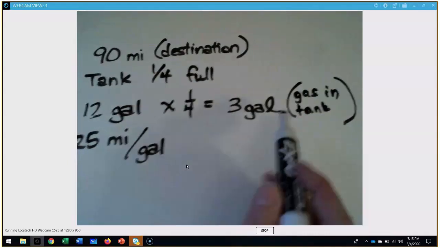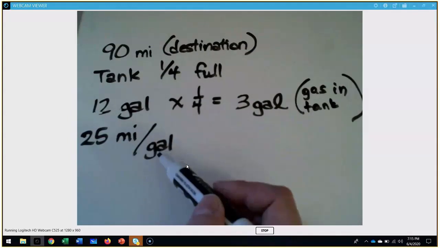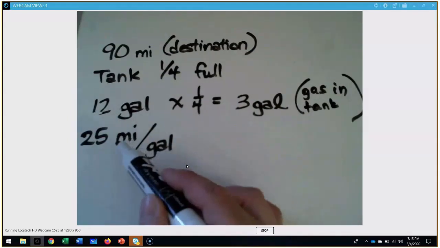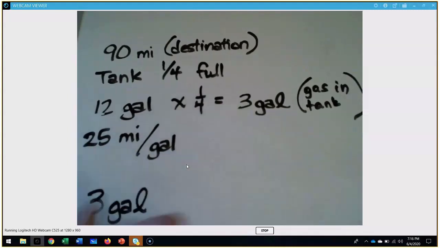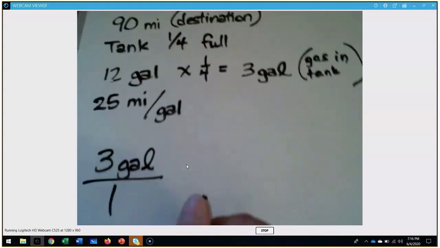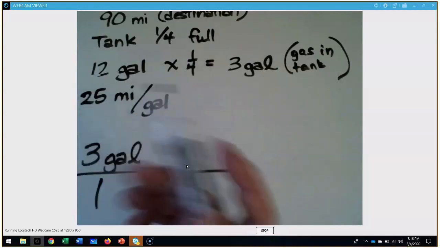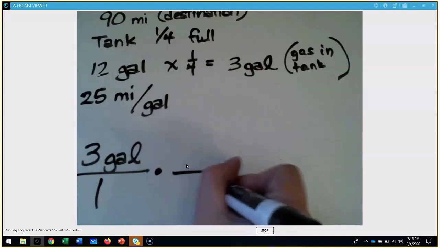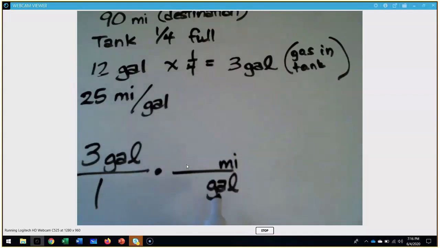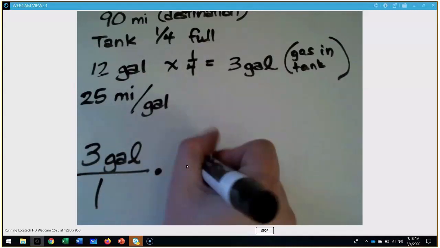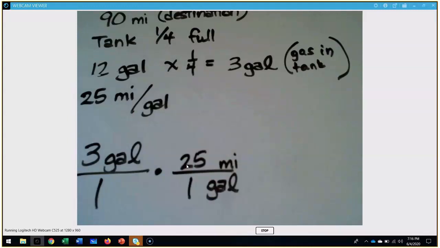Okay, if I have 3 gallons of gas, now I can use that information to cancel the gallons with the gas mileage, and that'll leave me with an answer in miles. So, just like before, I'm going to take the amount that I'm starting with and put it over 1 and multiply by my gas mileage as if it was a conversion. The gallons are going to go down here in the bottom. The miles are going to go up here. That way the gallons will cancel like I need them to. The 25 miles per gallon means 25 per 1.